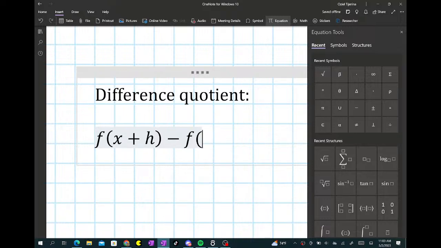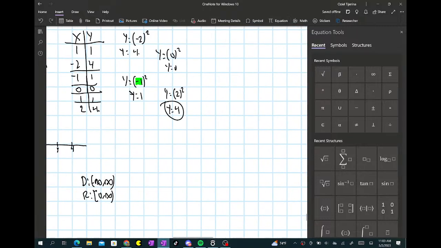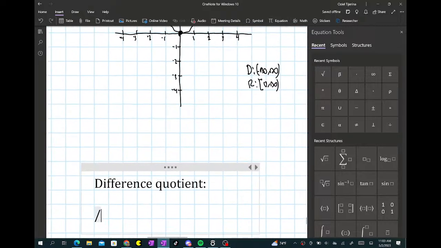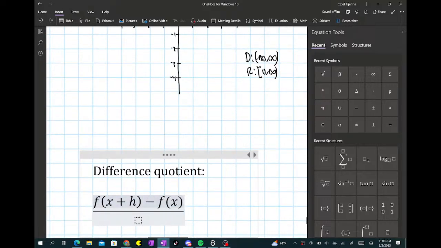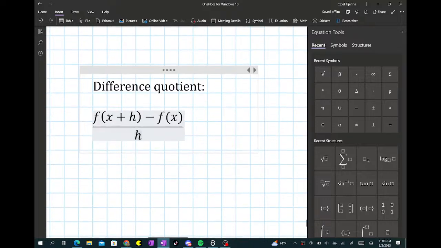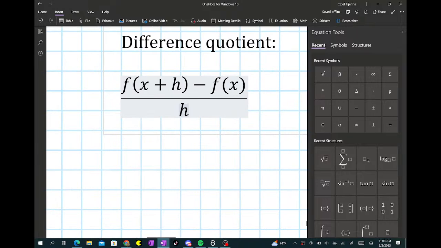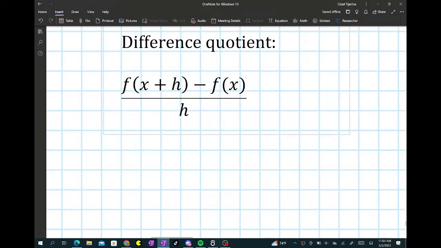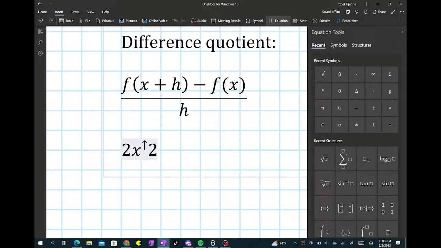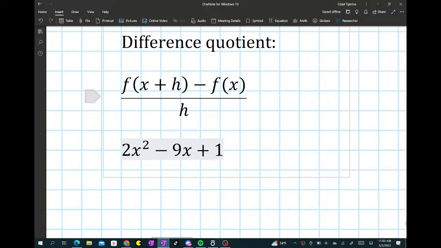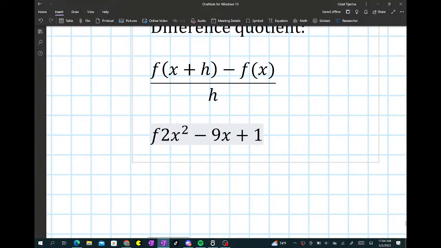Actually, let me do it this way. f of x plus h minus f of x all over h. Alright. Now, let me give a different example than the one they're giving us, because I do have other examples. Let's do 2x squared minus 9x plus 1. And I want to find the difference quotient for this. And this is a function f of x, by the way.